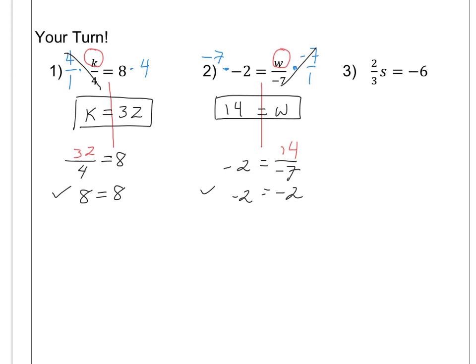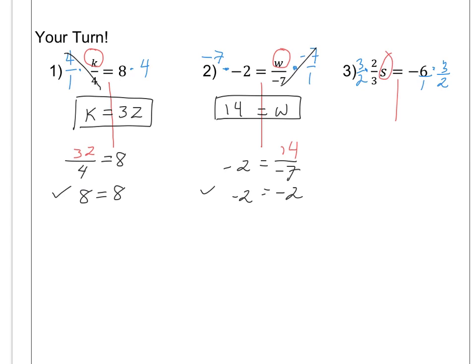On number 3, I am going to chit-chat about number 3 a little bit. S is not being divided by anything, it's being multiplied by 2/3. However, when the coefficient, which is the 2/3, is a fraction, the easiest way to solve for that is to multiply by the reciprocal of that fraction. Remember, the reciprocal means to flip-flop it. So the reciprocal of 2/3 is 3/2. So if I multiply the left side by 3/2, I would have to multiply the right side by 3/2, and I'm going to put the -6 over 1 because 3/2 is a fraction.